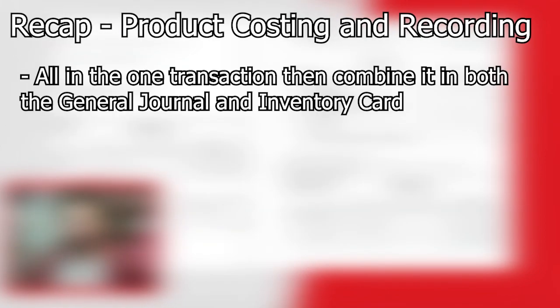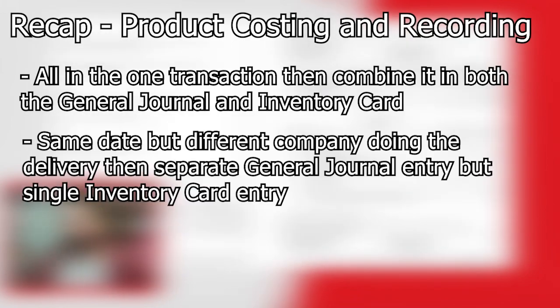So let's do a quick recap of this. If it's all in the one transaction and it's a product cost, you can combine it all. If it's different suppliers but on the same date, so different source documents, you just need to put both source documents in the details of the inventory card and 2 separate general journal transactions.